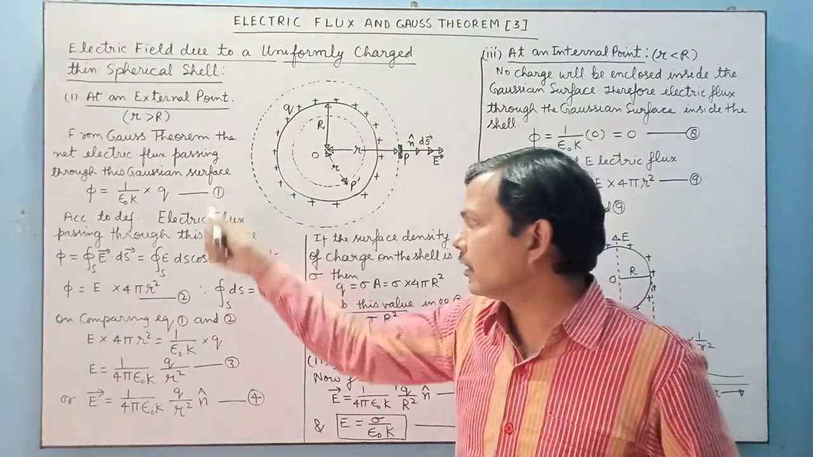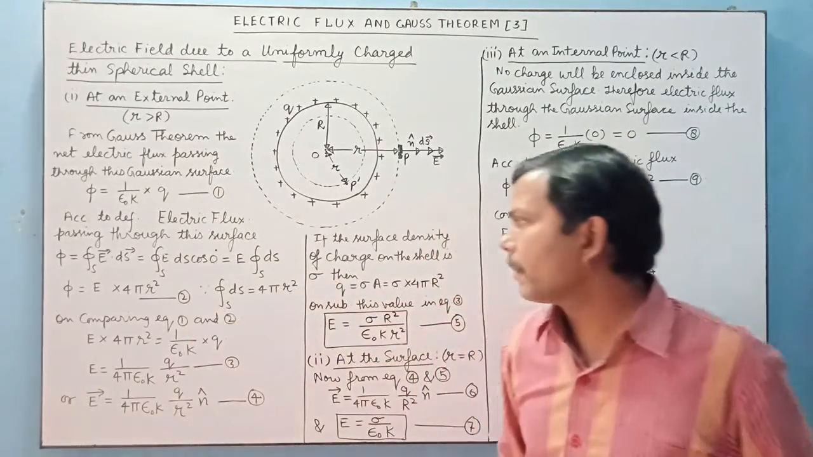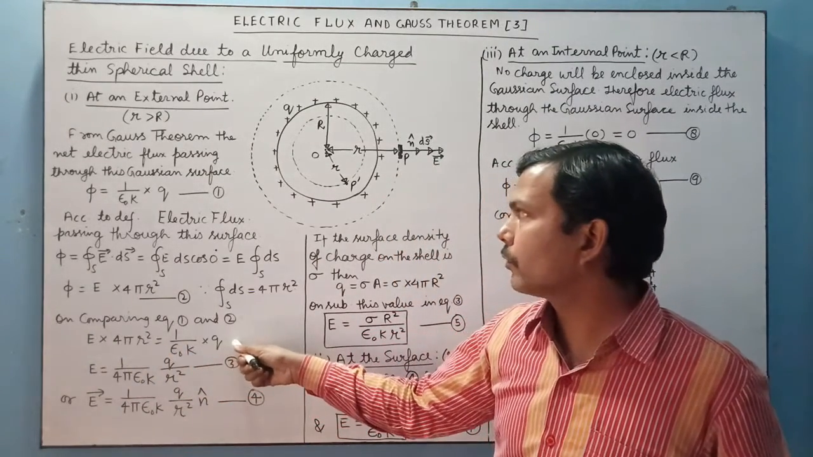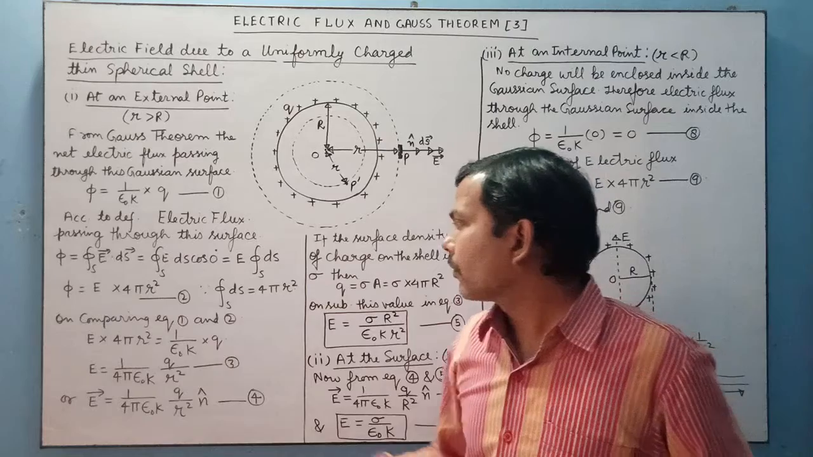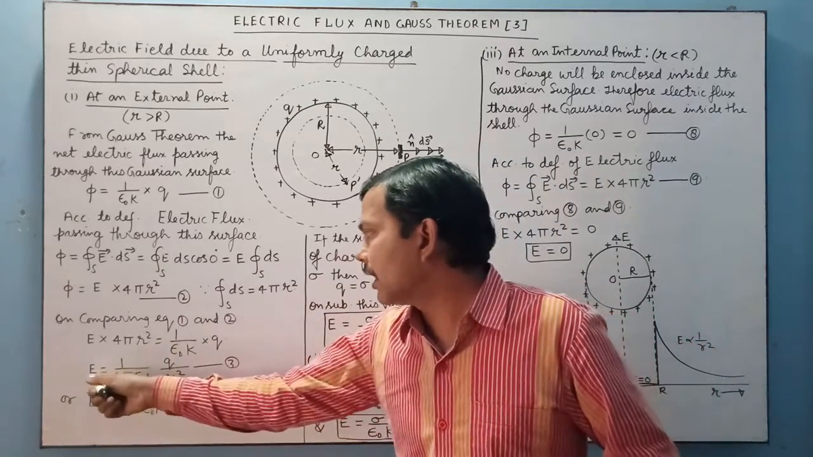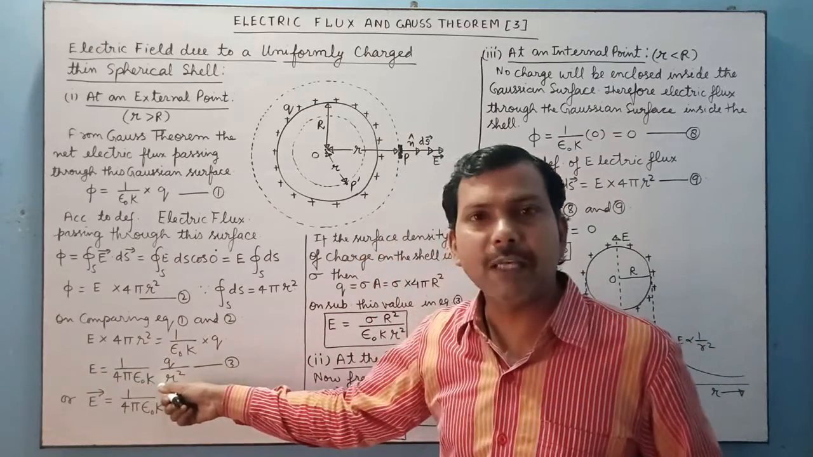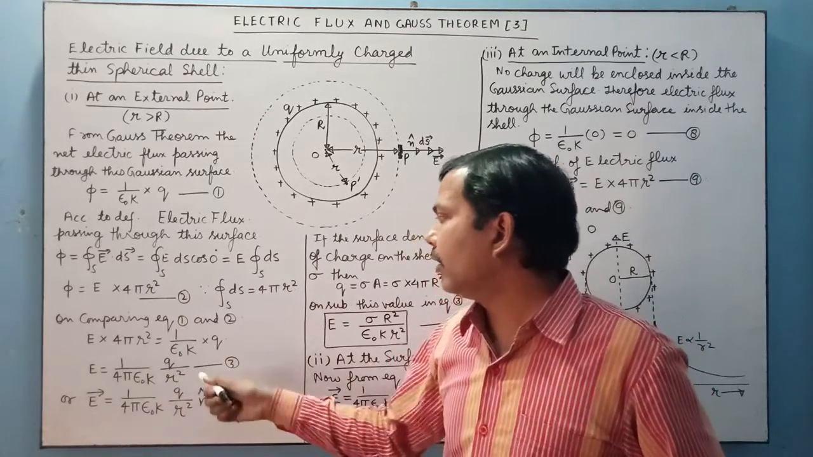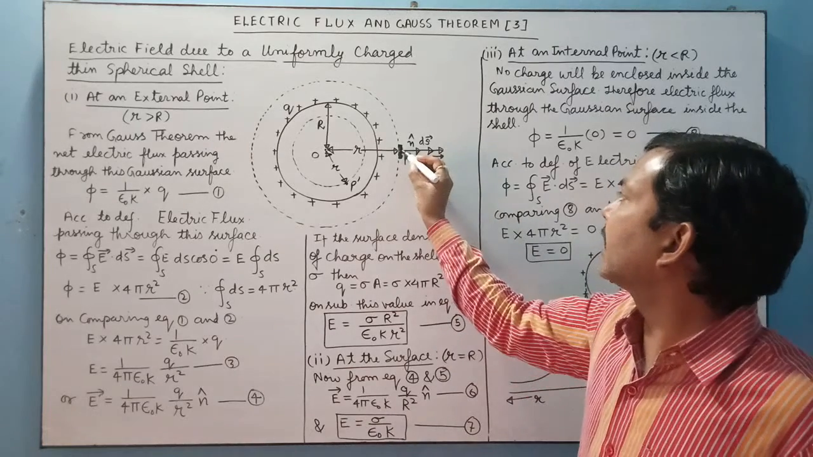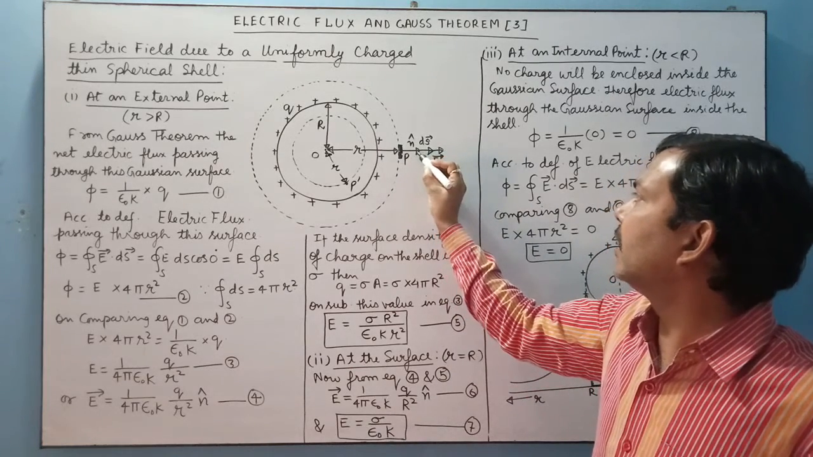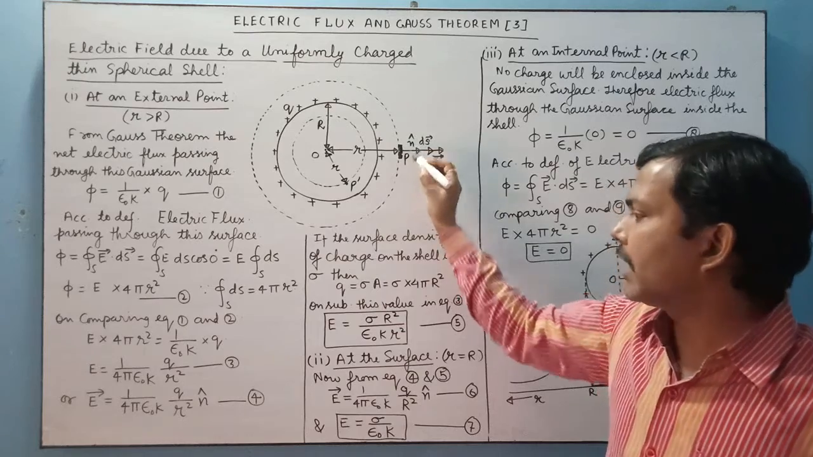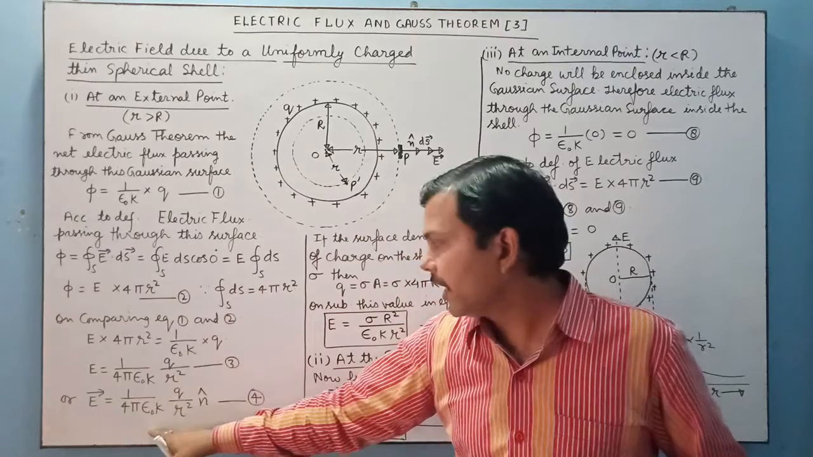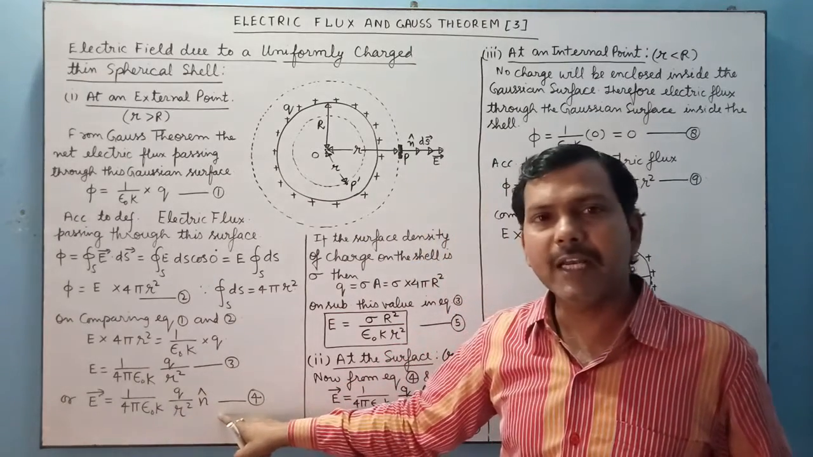Now we compare equation 1 and 2. So we get E into 4 pi r square is equal to 1 upon epsilon 0 k into q. Now we will solve this equation to get electric field is equal to 1 upon 4 pi epsilon 0 k q by r square. If there is a unit vector along the direction of electric field as n cap, we can write this electric field in vector form as E is equal to 1 upon 4 pi epsilon 0 k q by r square into n cap.